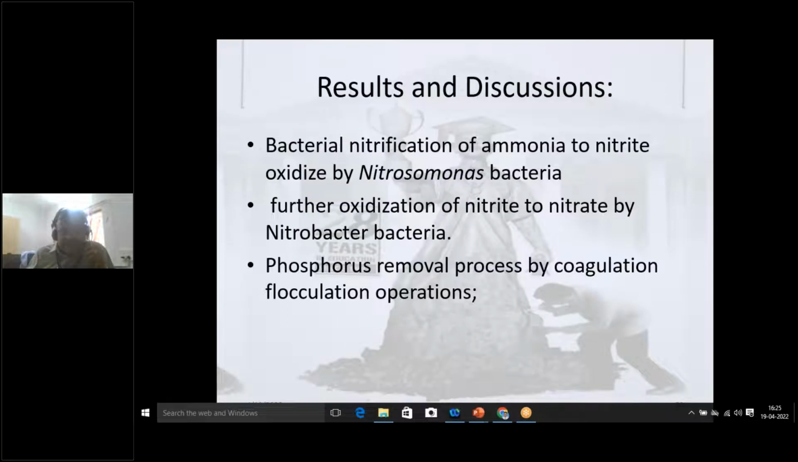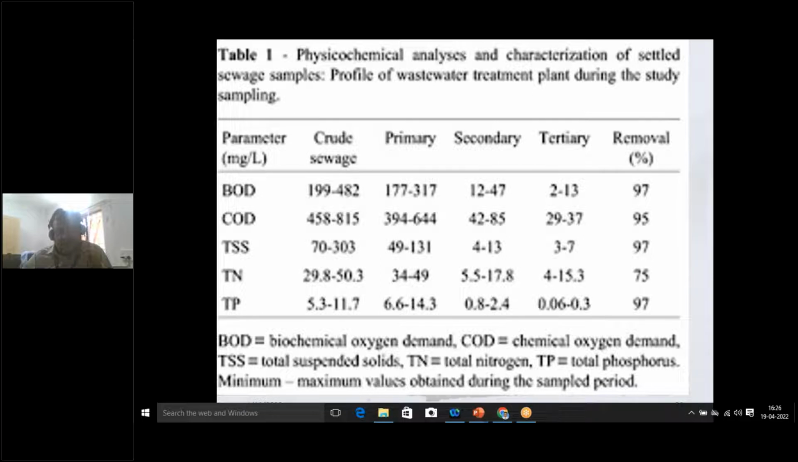In the results and discussions, the nitrification and denitrification process have been proposed. Phosphorus removal process by coagulation and flocculation operations are proposed, and presently this is not available in our country. So most of the sewage treatment plants do not treat the nitrogen and phosphorus. So a very important environmental impact assessment has been done towards the eutrophication problems in our country. And this is how the physico-chemical analysis characteristics: BOD, COD, TSS, total nitrogen and total phosphorus.